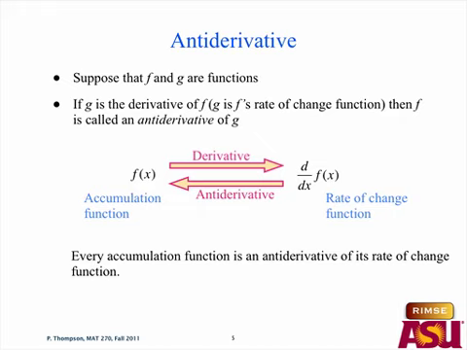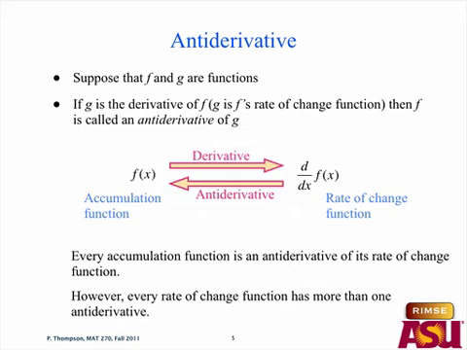Okay, but what we've been seeing here is that given a rate of change function, we've got more than one antiderivative, more than one accumulation function. It's like we have to decide where we're starting from, right? We can start accumulating from any value of the rate of change function, and it gives us a different accumulation function.